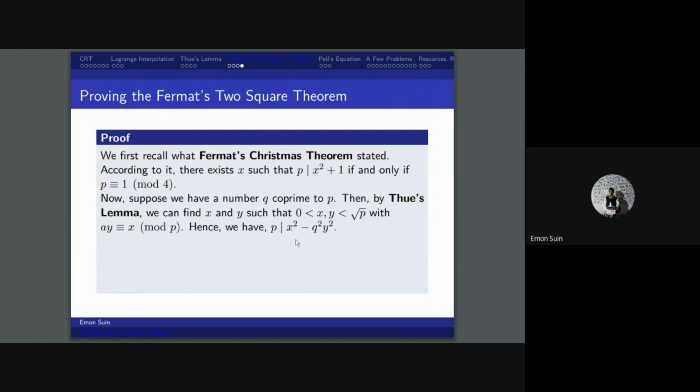Okay, so if we have this, then we choose q such that q square is congruent to minus 1 mod p. This is the construction basically. What are we choosing? We're choosing q in such a way that q square is congruent to minus 1 mod p. So what is the exact construction of q? q is a number coprime to p, and q square is congruent to minus 1 mod p. Am I clear?